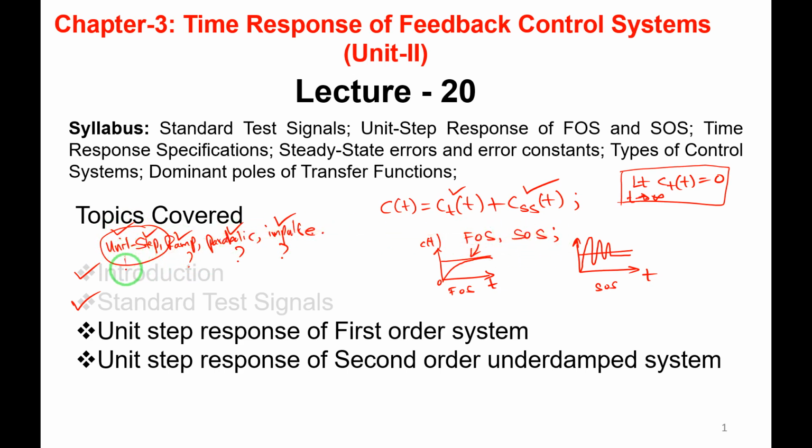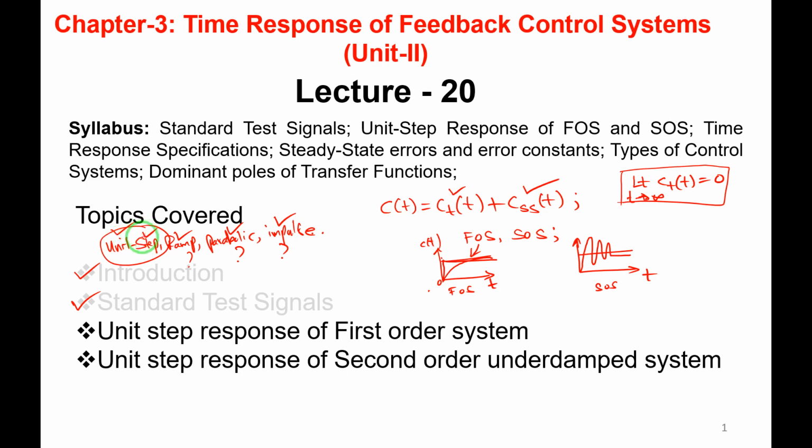We have seen that if I apply a unit step, whether to a first order or second order system, I will get some response. This unit step will test the system quickness because the signal is changing from one level to another level. If this is the unit step, it is changing from one level to another level at time t equal to 0. It will test the system quickness, and also it is representative.